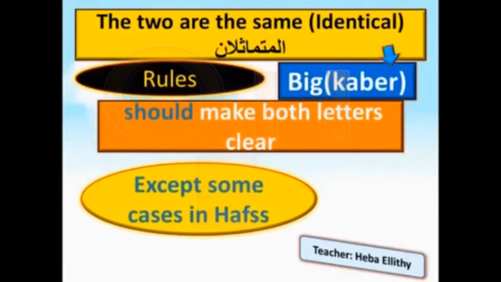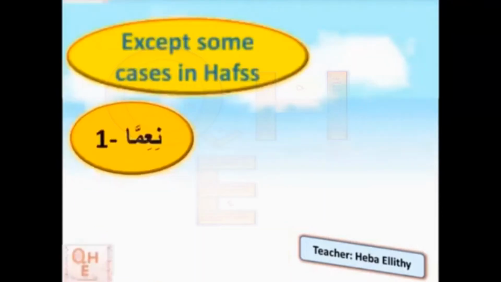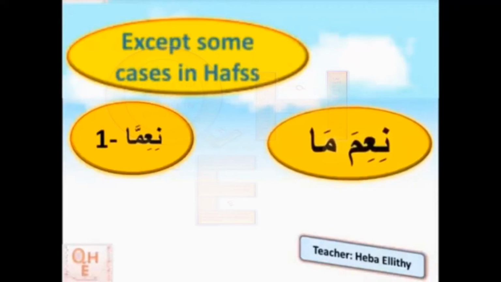Except some cases in Hafs's way. There are several cases. We will take some of them here with examples. The first word is ni'imma. This is how we see this word in the Quran. But this word in reality, in Arabic, is ni'imma ma, meem fatha followed by another meem fatha in the next word. To make it easy in pronunciation, we say it ni'imma. So if you notice here, we changed this.